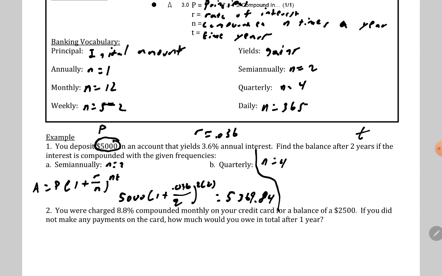If they did it quarterly, so this is 5,000 again, 1 plus 0.036, but this time the number on the bottom is 4, and the exponent is 4 times 2, which is 8. So this will give you $5,371.55. So if they do it quarterly, it seems you get more money.